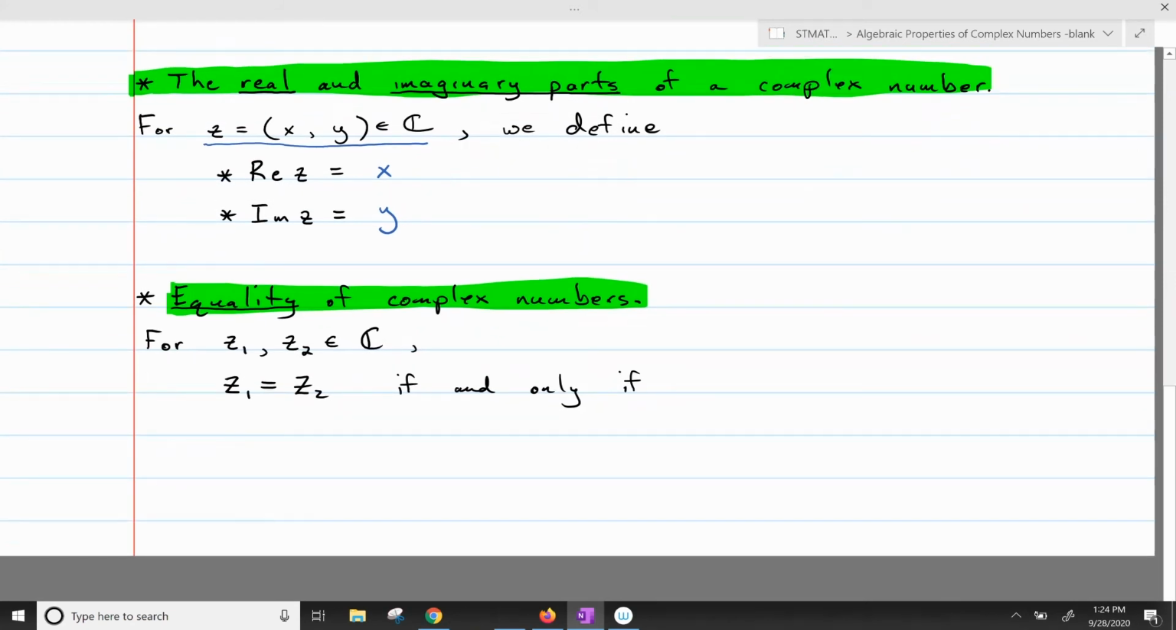And then, of course, anytime you have some set of things, you've got to talk about what you mean by equality. So when we're talking about complex numbers, two complex numbers will be equal if they're the same point, the same ordered pair. That just means that we need their corresponding components to be equal. The real part is the first component, and the imaginary part is the second component. So z1 would be equal to z2 if and only if the real part of z1 equals the real part of z2, and the imaginary part of z1 equals the imaginary part of z2.